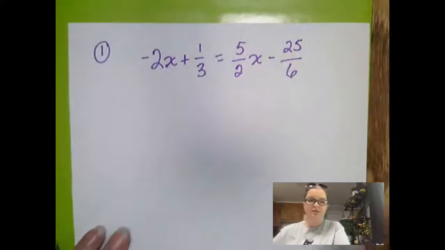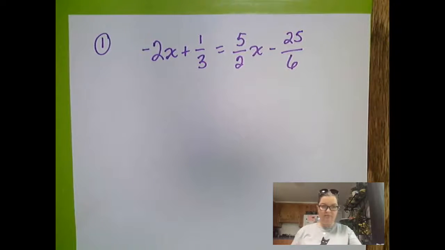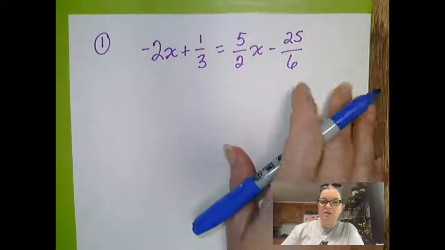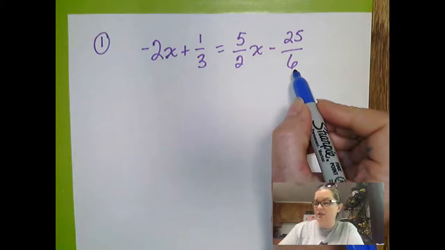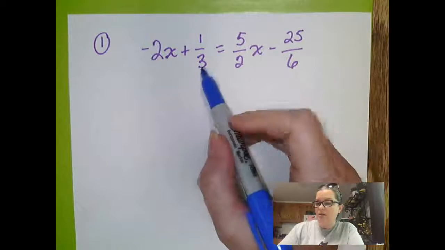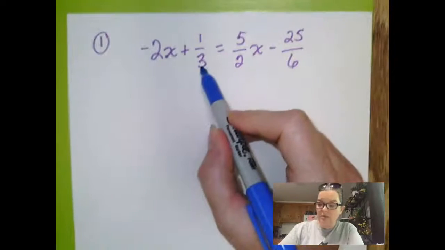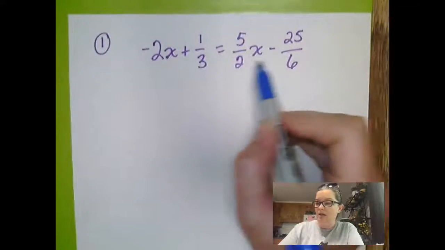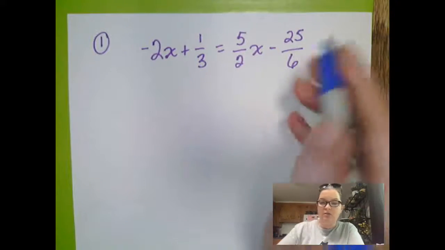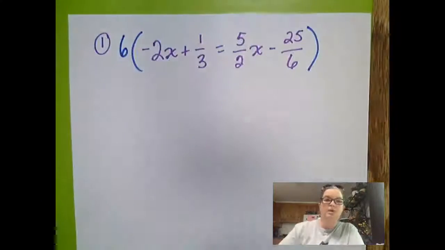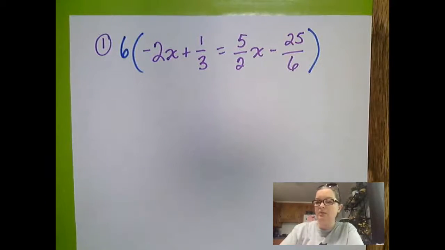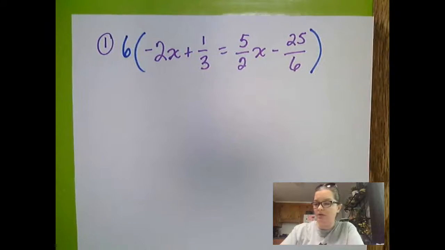All right, so let's start with the first one. In this one, I first scan and look at my denominators. I've got 3, 2, and 6. My highest denominator is 6. 6 is divisible by 3, and 6 is divisible by 2. So 6 is the number that I will multiply the whole equation by, and this will eliminate the denominators.